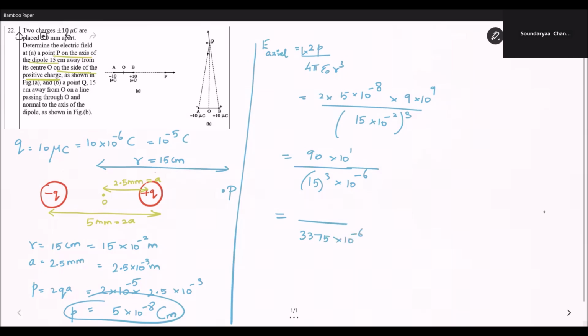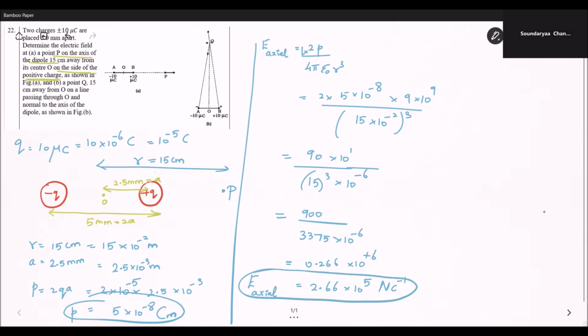Here 90 into 10 is 900. So let's calculate 900 by 3375. 900 by 3375 gives 0.266 into 10 power minus 6. When it goes to the numerator, it becomes 10 power plus 6. So 0.266 into 10 power 6, and we can write that as 2.66 into 10 power 5. Okay, and it is the value of the electric field on the axial line. So what is the unit of electric field? Newton per coulomb. So this is the answer on the axial line.